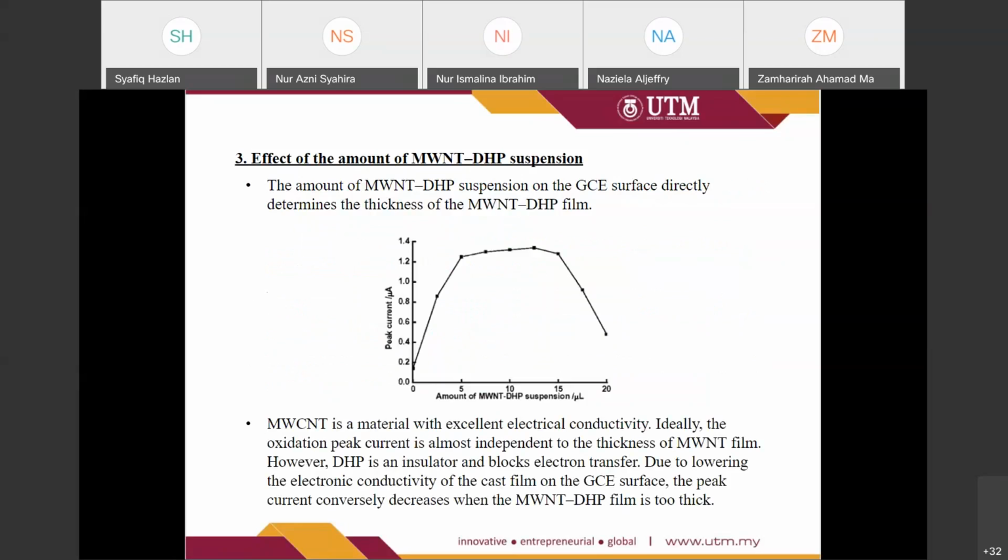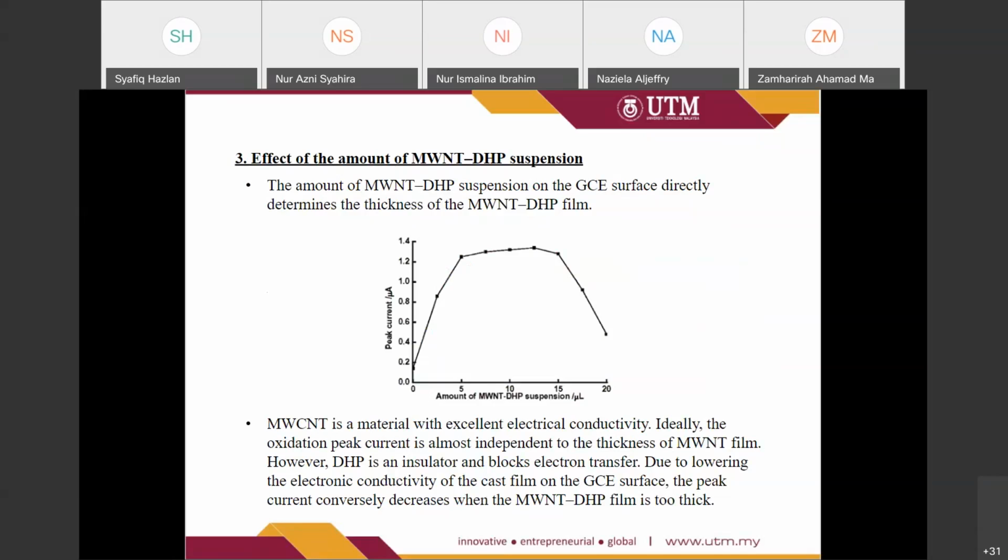The third one is the effect of the amount of multi-wall carbon nanotube DHP suspension. The amount of multi-wall carbon nanotube DHP suspension on the GCE surface directly determines the thickness of the multi-wall carbon nanotube DHP film. Multi-wall carbon nanotube is a material with excellent electrical conductivity, and ideally, the oxidation peak current is almost independent of the thickness of the multi-wall carbon nanotube film.